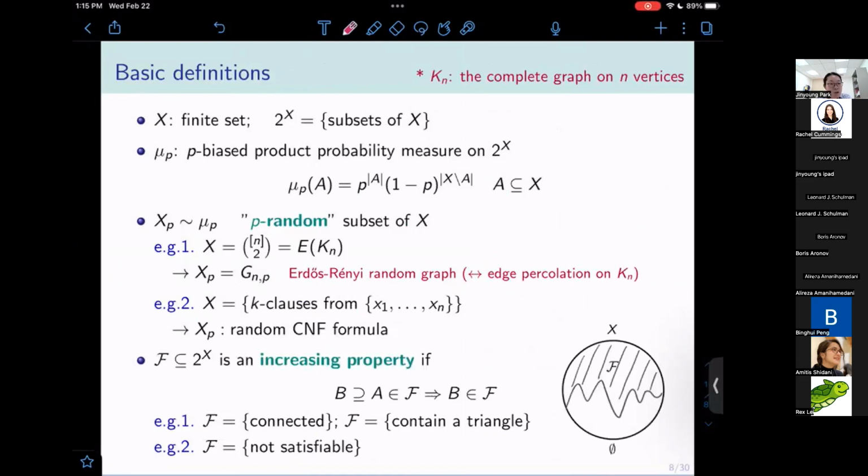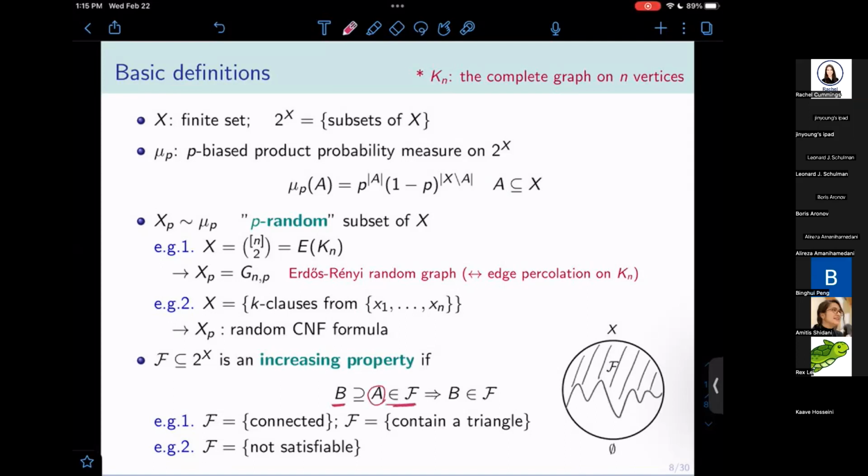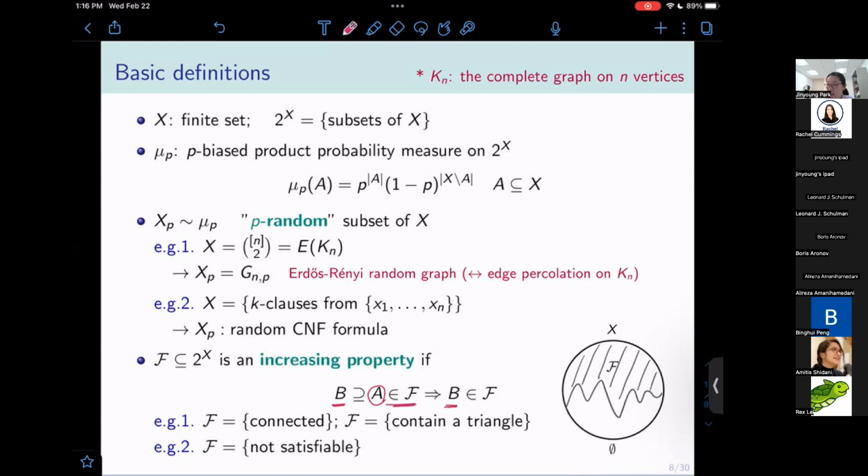The next thing that we are going to introduce is an increasing property. In the previous part, we saw a prototypical example of the threshold phenomenon of G(n,p), and I said there are many other interesting properties that show this threshold phenomenon. To generalize those interesting properties, we introduce the notion of an increasing property. We say this calligraphic F is an increasing property if it satisfies the following: whenever we have a set that is a member of the given increasing property, then every set containing it is also contained in the increasing property.